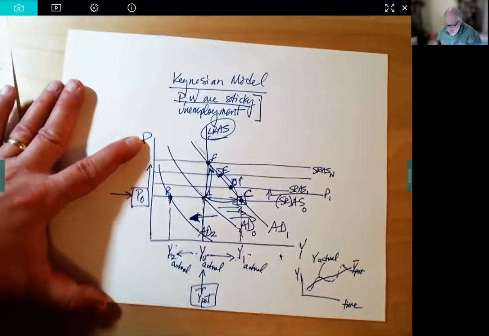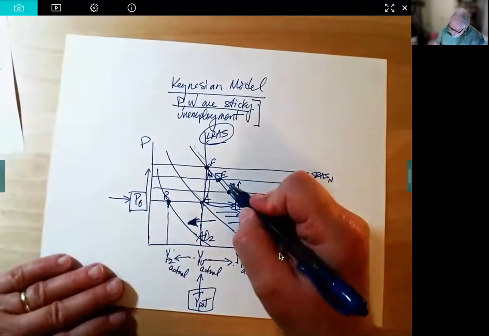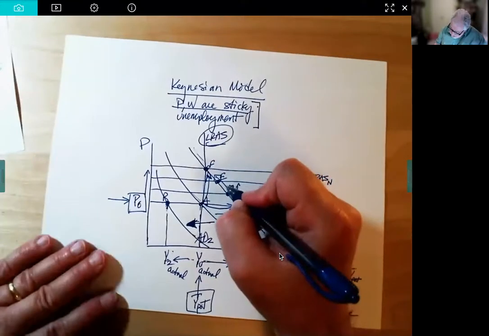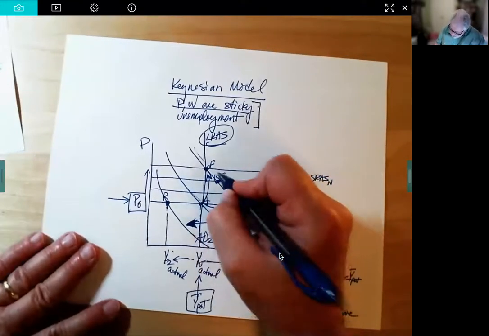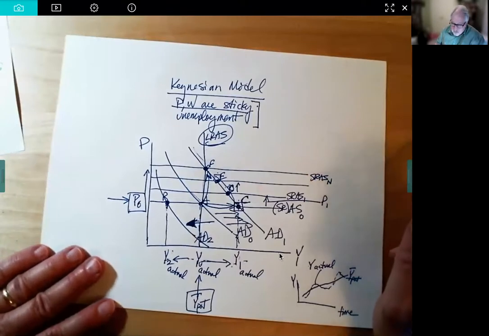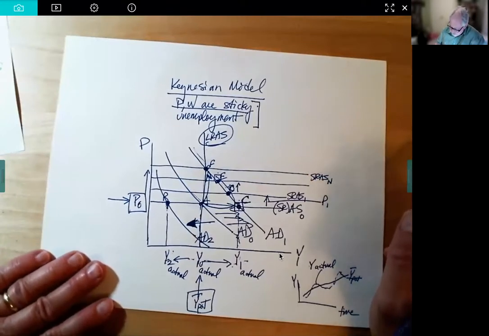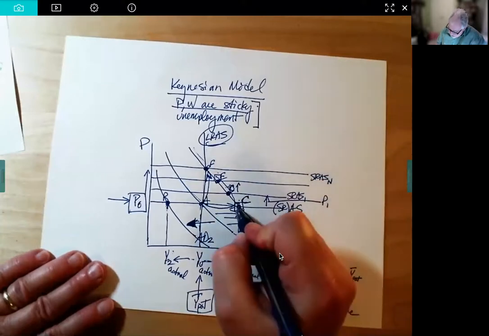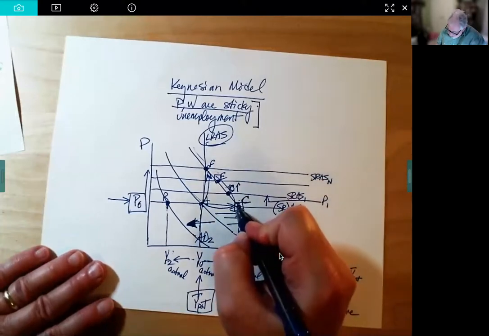And Keynes would say, well, you know, in the long run, those prices are going to go up. But in the long run, we're all dead. That's a famous saying of his, right? So he's more concerned about what happens in the short run.